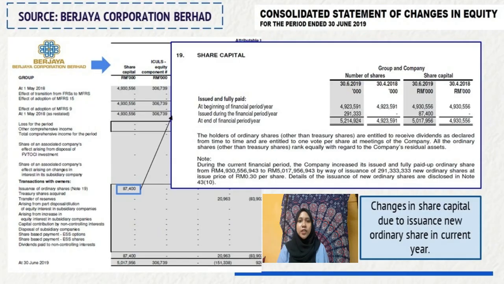The company's share capital may change in the current year due to some reasons, and the most common transactions that lead to these changes are when the company issues new shares and conversion of shares. So, in this example, from the consolidated statement of changes in equity of Berjaya Berhad, we know that there are changes in their share capital. This is because the company had issued new ordinary shares during the current year.